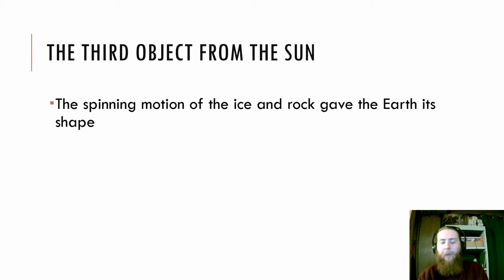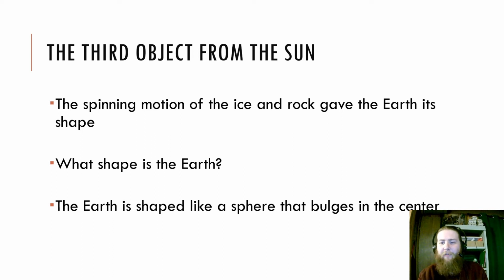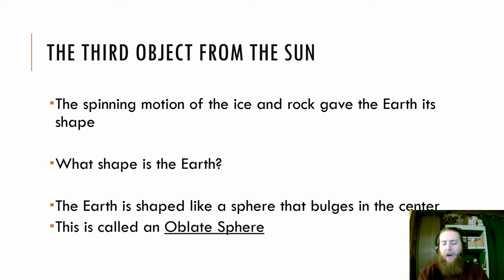We are the third object from the sun. And because of our spinning motion, Earth has the shape that it has today. And you might ask, what is the shape of the Earth? You might say sphere, you might say flat, just kidding. But the Earth is shaped like a sphere, but it has a bulge in the center. At the center it is a little bit bigger, and we call this shape an oblate sphere.